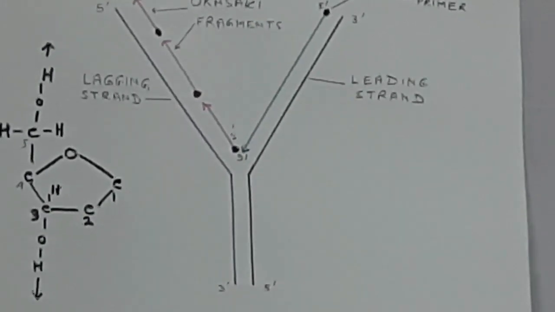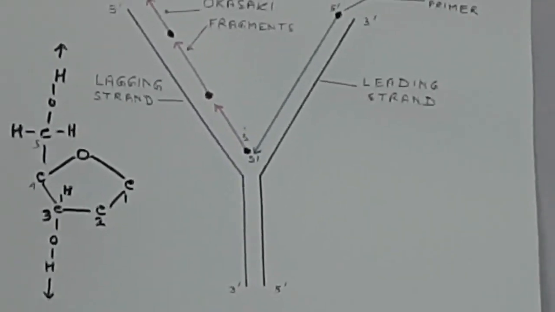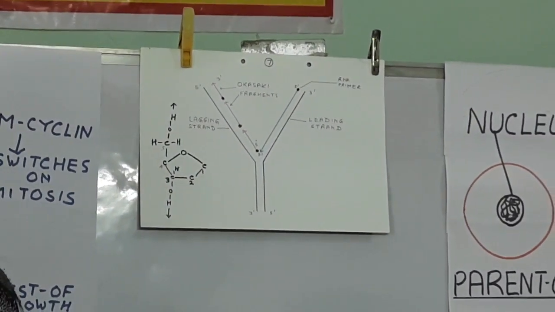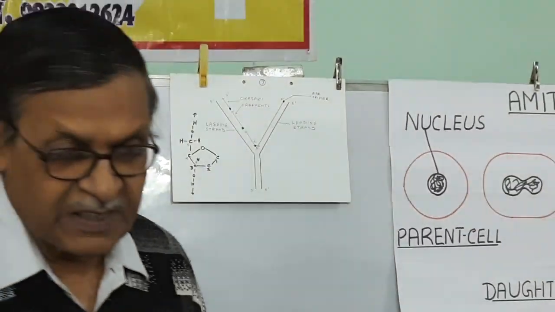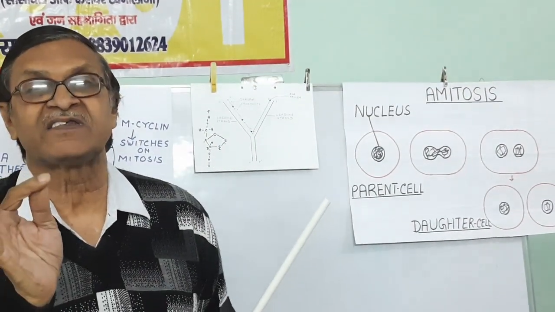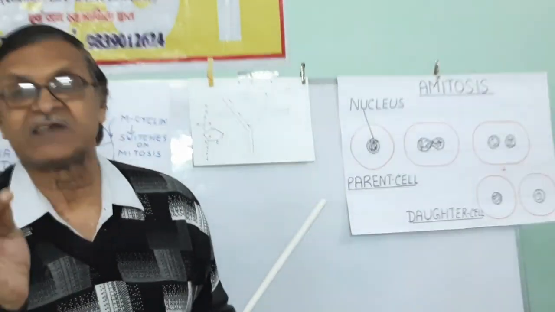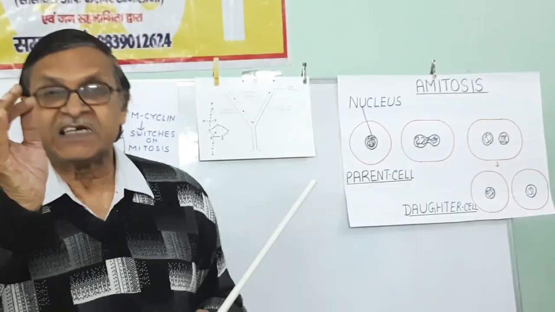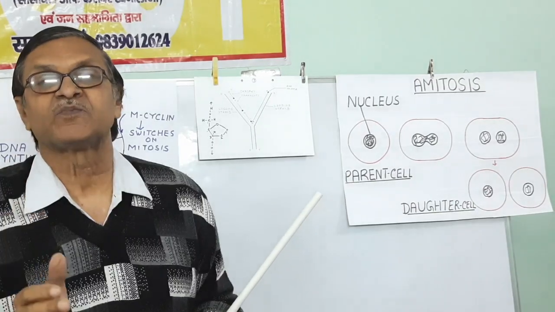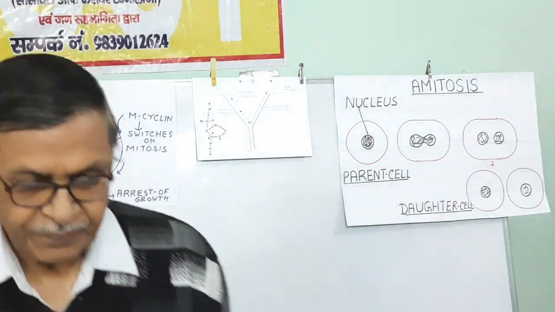So this was about the interphase. And now let us come to the dividing stage. The division includes both division of nucleus or karyokinesis and division of cytoplasm or cytokinesis. The division of nucleus or karyokinesis takes place by 4 methods.